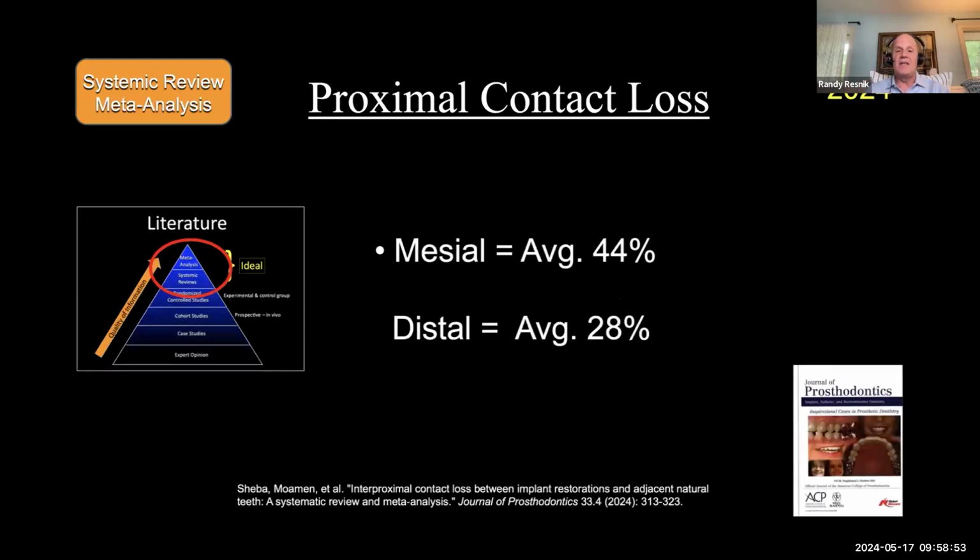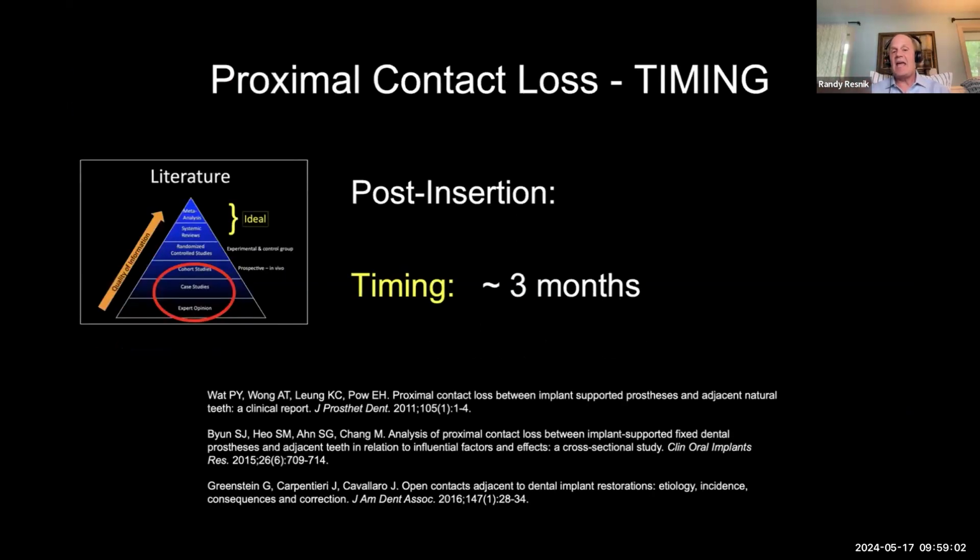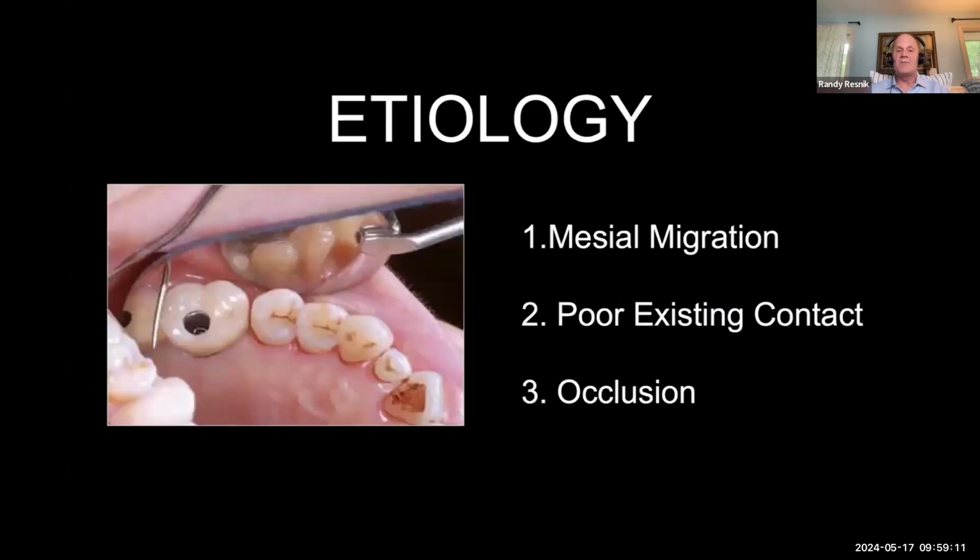Mandible is greater than the maxilla. If we look at it, it's usually the mesial. Mesial is a lot greater than the distal. In these studies, the average timing was about 3 months from insertion. So this is very embarrassing because you put an implant crown in, your patient comes back, it's collecting food, they're upset, now you have to redo the prosthesis.